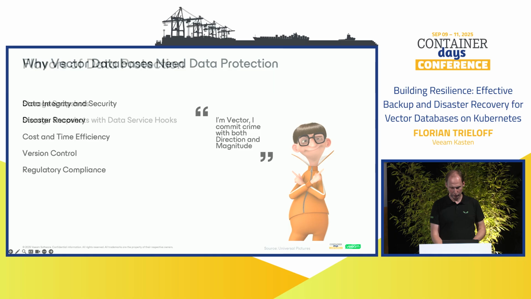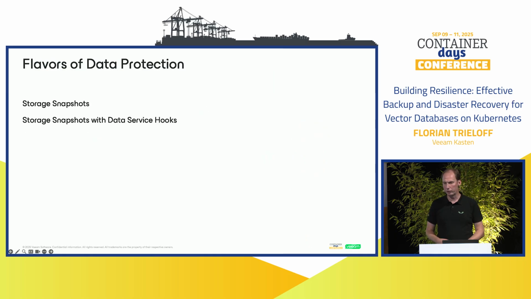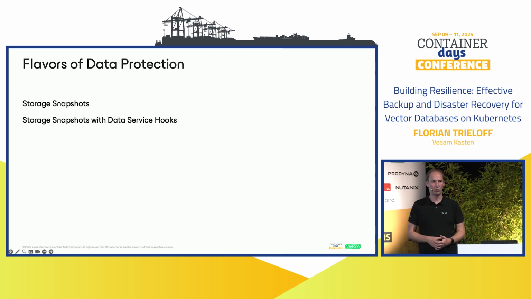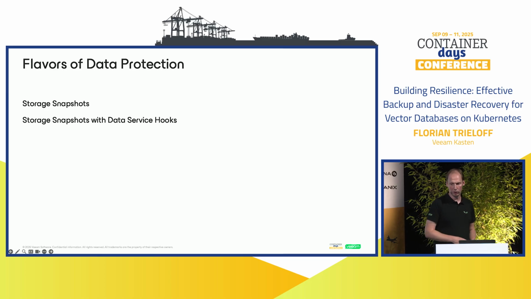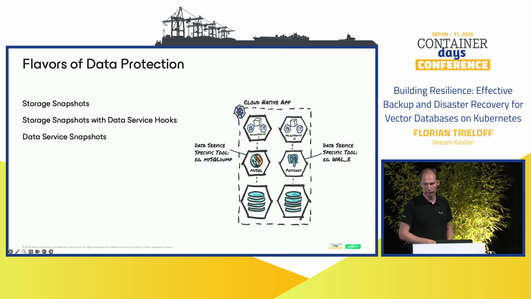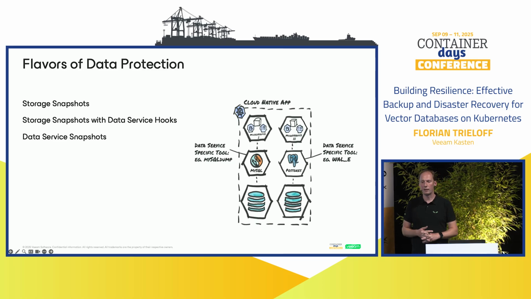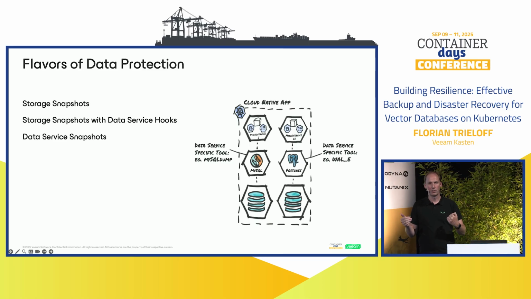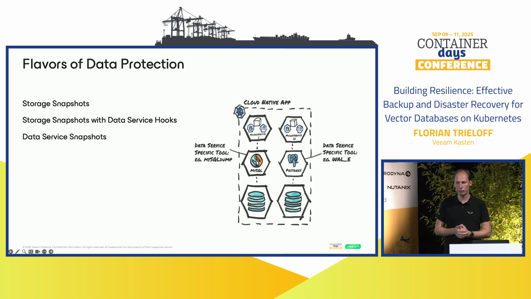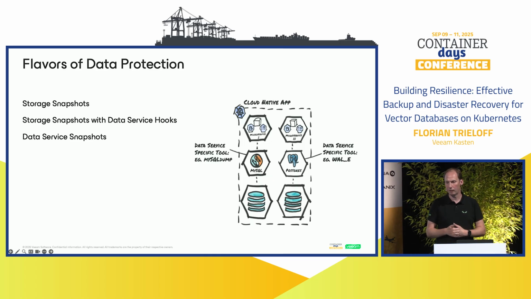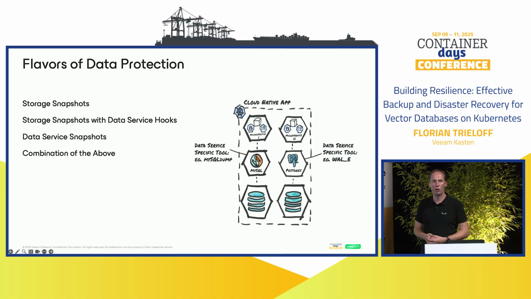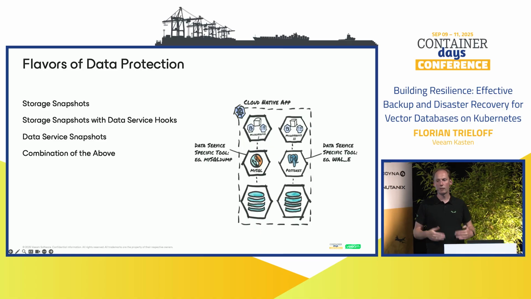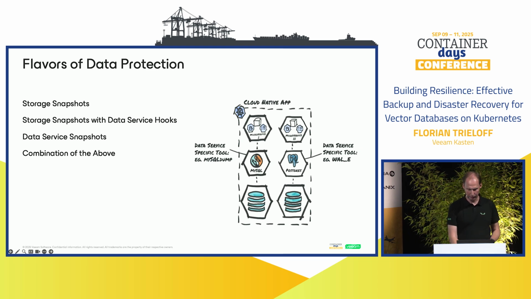And there are different ways to achieve this. You can run just storage snapshots. We heard in the talk before that storage snapshots are a good way to back up here. Storage snapshots with data service hooks are much more important. But having data service snapshots, using the native tools of such a database to back it up, gives you all the services here. And why not use all of this together?